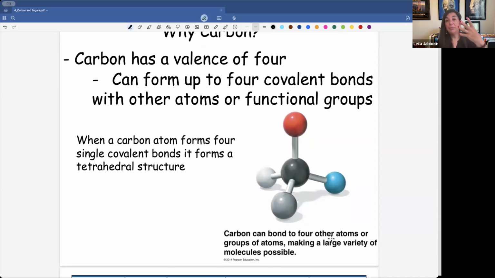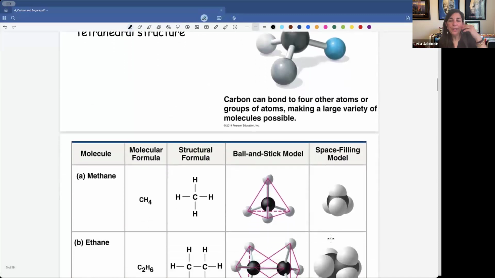So here, carbon can bond to 4 other atoms or groups of atoms, making a large variety of molecules possible. And because of that capability of bonding up to 4 different things, it just adds variety. And this is what the molecules need to be. They need to be varied so we can create so many different larger molecules and create variety in the cell. So everything has a different function, and we can create something very unique with this variety.